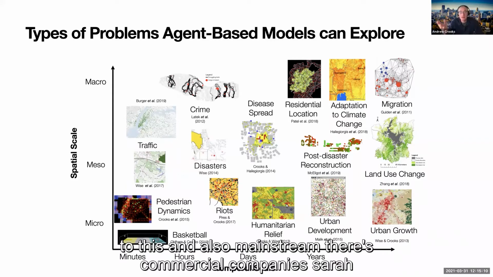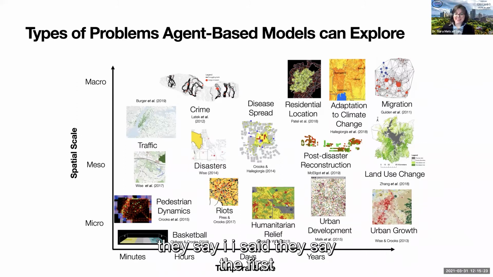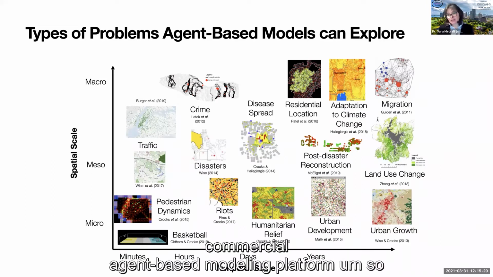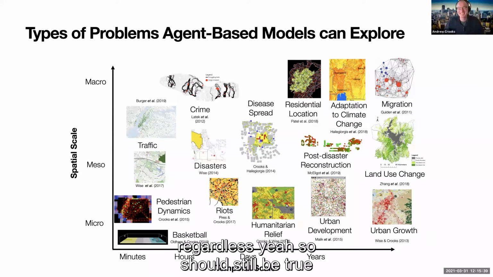There are commercial companies. Sara uses a toolkit called AnyLogic, and I think you said AnyLogic is the first agent-based modeling toolkit. They say that they are the first commercial agent-based modeling platform. So I believe, I mean, they said that. I think it's still true. I guess if they're the first, it should still be true, regardless.